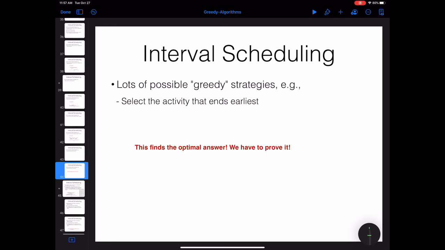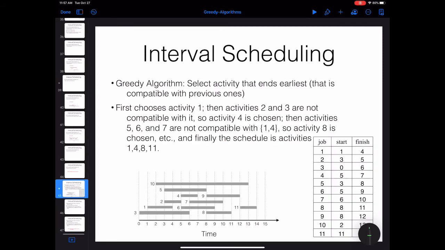I'm going to apply it over the first example that we had, and then I'm going to show you the proof that this is really going to give me the optimal. I have to prove it. So if we look at this example, as you can see, I have already sorted all the jobs based on the finish time and given them names.